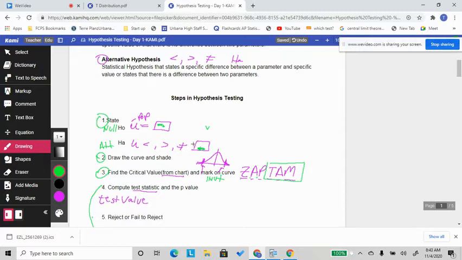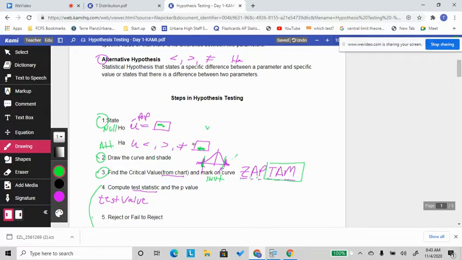Then the second thing that we did is we drew the curve and shaded. So if it's a less than, you go left, greater than, right, and two-tailed, both tails. Not equal to is both tails. Then you're going to choose a chart. Remember, Z's are proportions and T's are means. So we're doing mean testing today, so we've been using a T distribution. You go to the chart and you look up the number that starts this critical value shading.